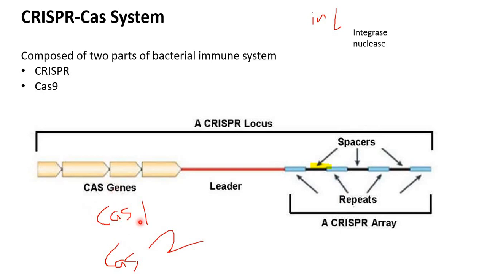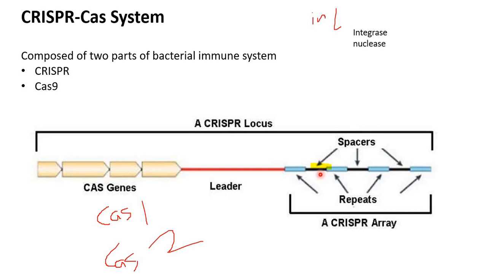If the virus genome is DNA, then Cas1 will work. If the virus genetic material is RNA, then Cas2 will work. Both of these enzymes have two activities: integrase and nuclease. What is the function of the nuclease? When the virus attacks the bacteria, this nuclease will cut the DNA and integrate it in between these repeats. So the spacers are replaced by the viral genetic material, whether it is RNA or DNA.